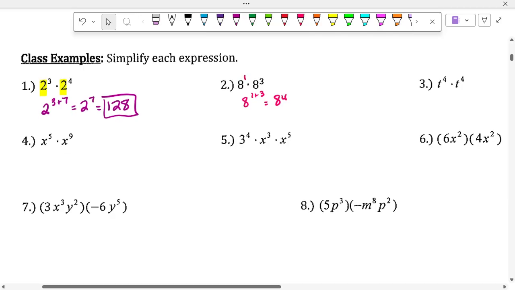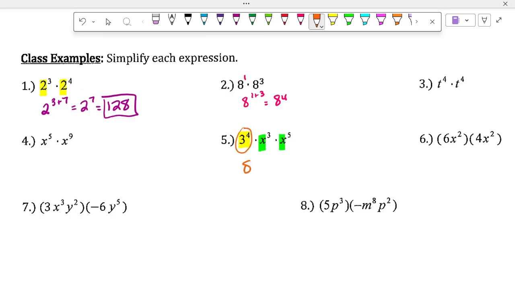Now, number 5, a little bit different. So, even though we have 3 to the 4th, if you notice, 3 to the 4th is not the same base as the x's. So we can't do 4 plus 3 plus 5. The only thing we can do is evaluate 3 to the 4th, which is 81, and then add the 2 exponents. So I would add these two together. So that would give me x to the 8th. So remember, you can only combine exponents with the same base.